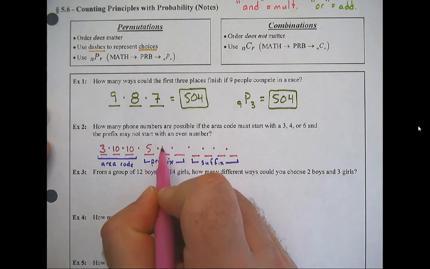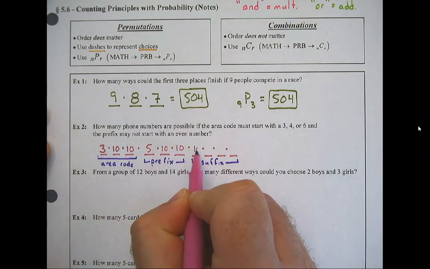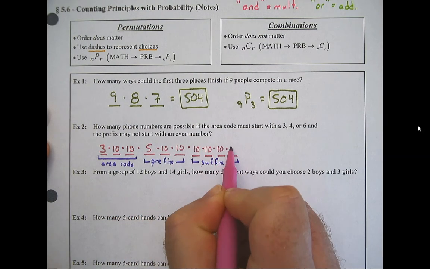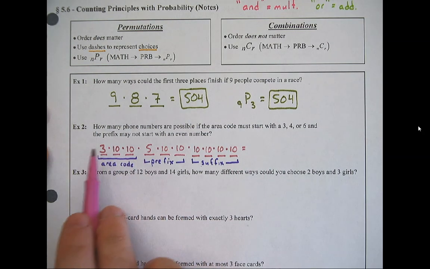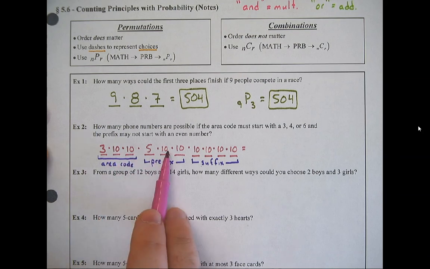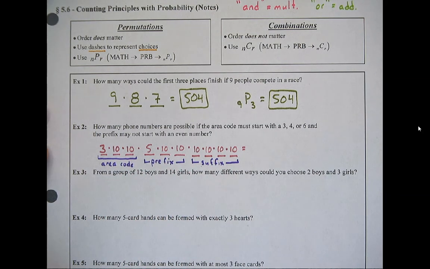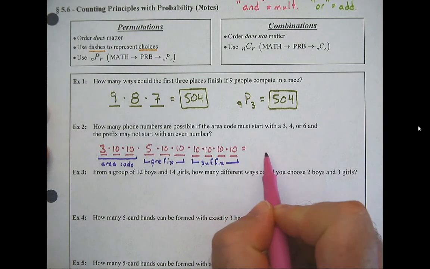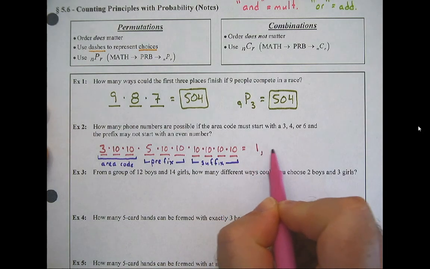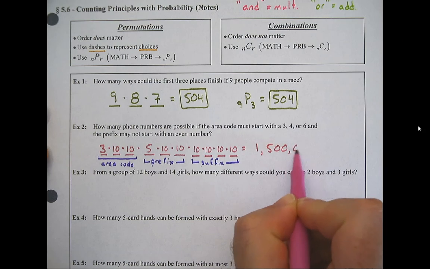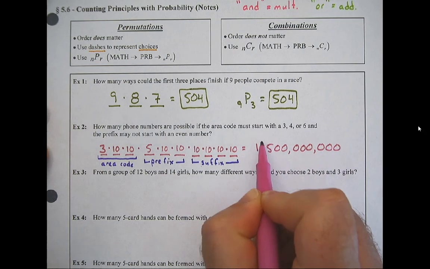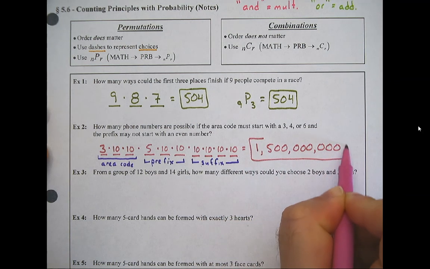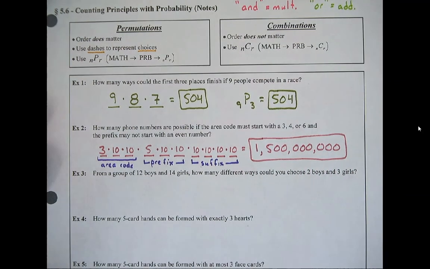And then there are no other restrictions, so you could use any of the 10 digits to calculate the rest. Then we would type this into our calc, or just remember 5 times 3 is 15. 1, 2, 3, 4, 5, 6, 7, and it would have 8 zeros. So that turns out to be 1,500,000,000. So according to these restrictions, you would have 1.5 billion different phone numbers available.